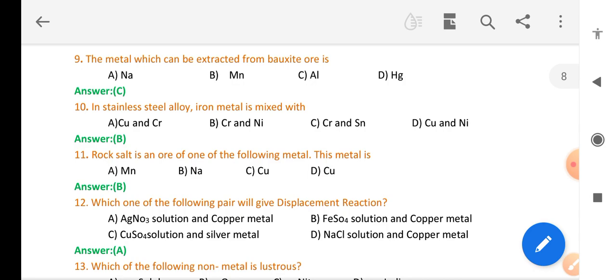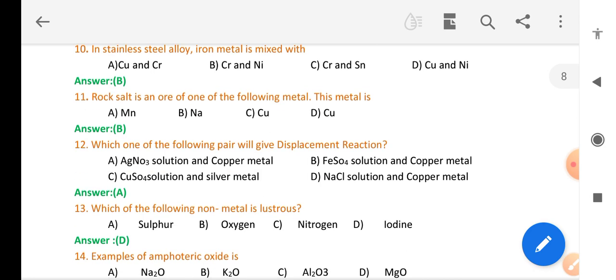Next question, rock salt is an ore of which of the following metals? This metal is sodium, chemical formula Na. Next question, which one of the following pairs will give a displacement reaction? AgNO3, which means silver nitrate solution, and copper metal. This pair is a displacement reaction.